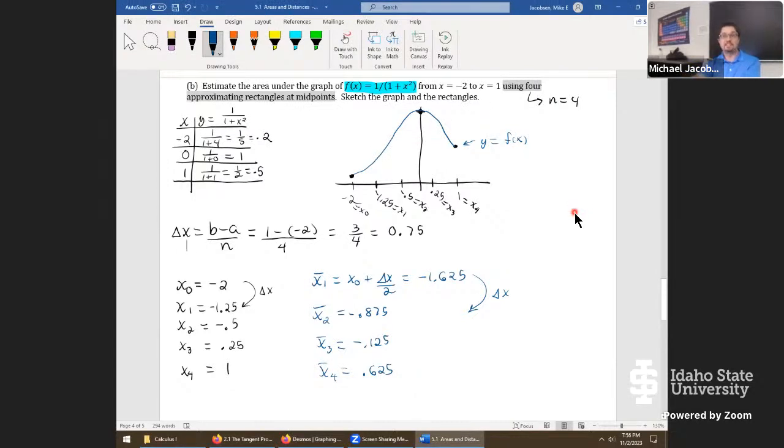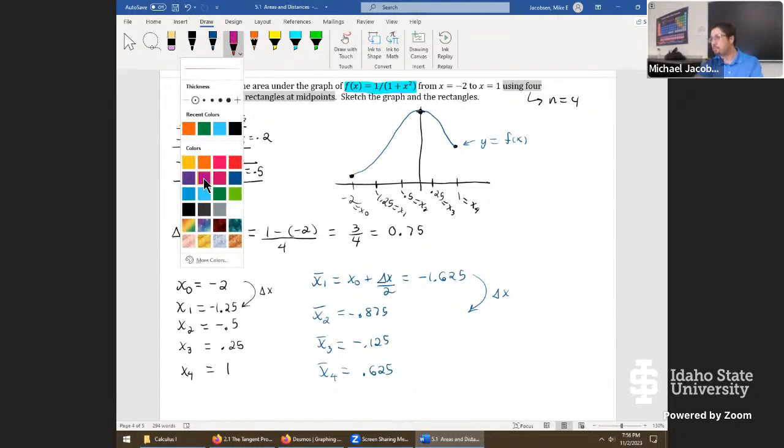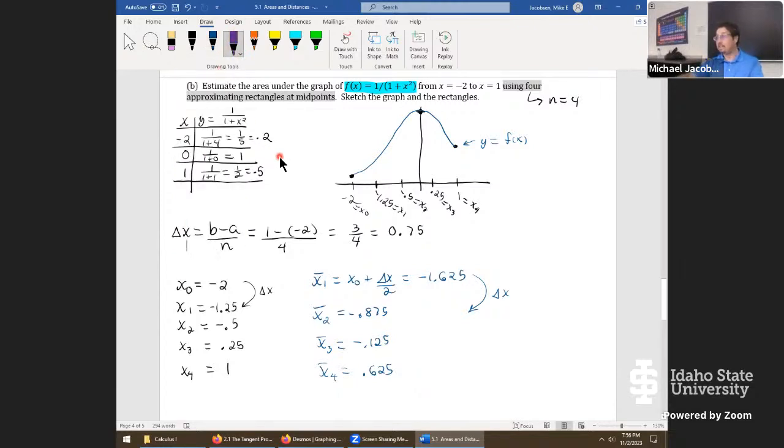Phew, so we have the midpoints. Now we're about ready to sketch the graph. Any questions at all so far, folks? Okay, so the graph here, let's get a color that's going to show up really well. It's a little bit tricky.